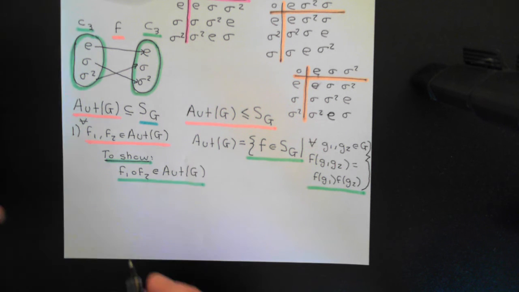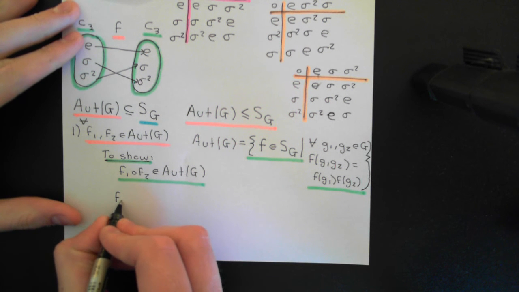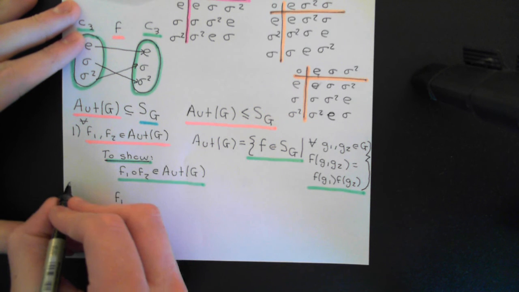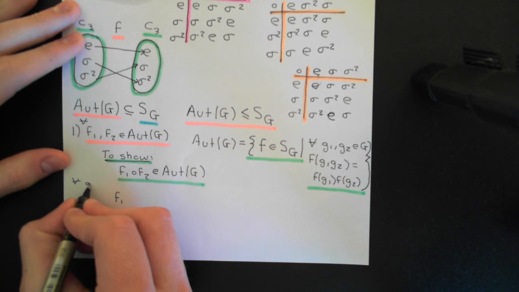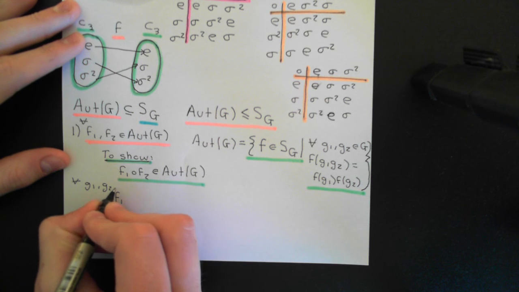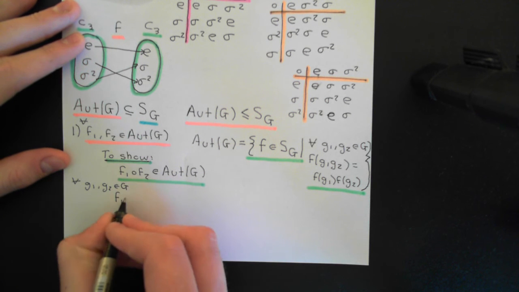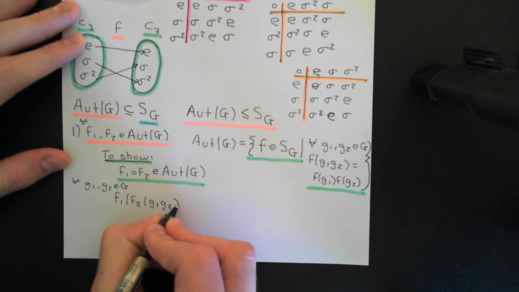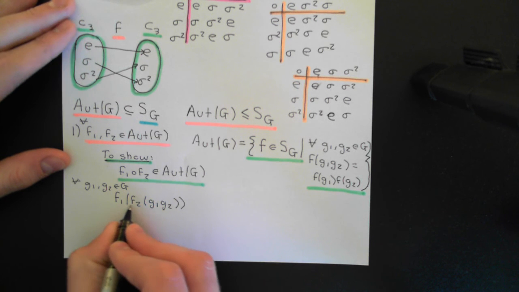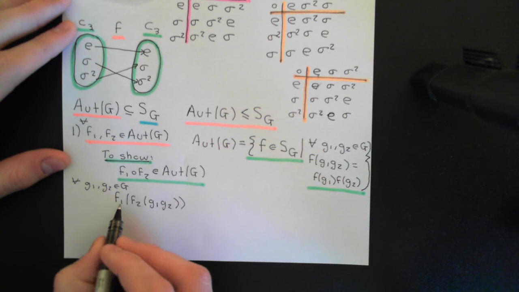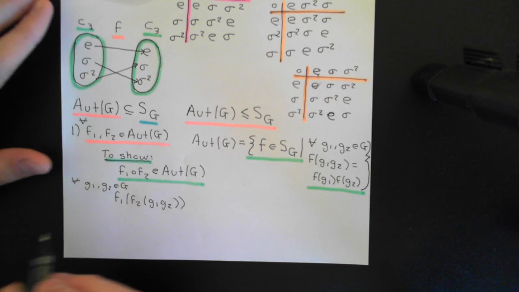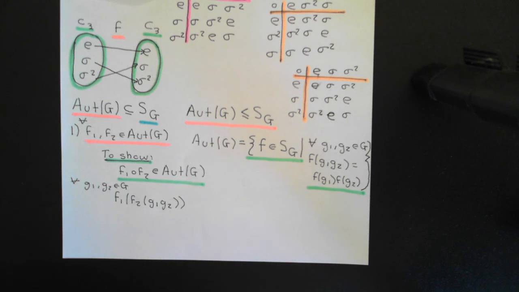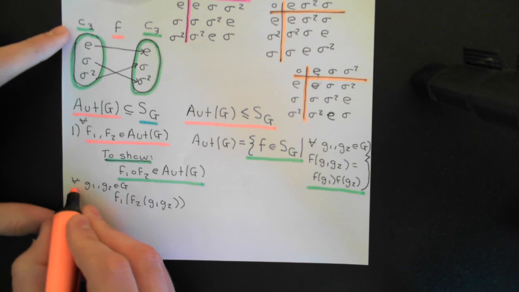So let's just write this out. We need to show that F1 composed with F2 obeys this. And in fact, I should put the for all g1 and g2 bit first. So I want to show for all g1 and g2 elements of the group, that F1 of F2 of g1 composed with g2, and this means the two of those composed together, because this means do F2 first and then do F1, and remember that is how you compose two mappings together in the symmetric group on the group capital G.